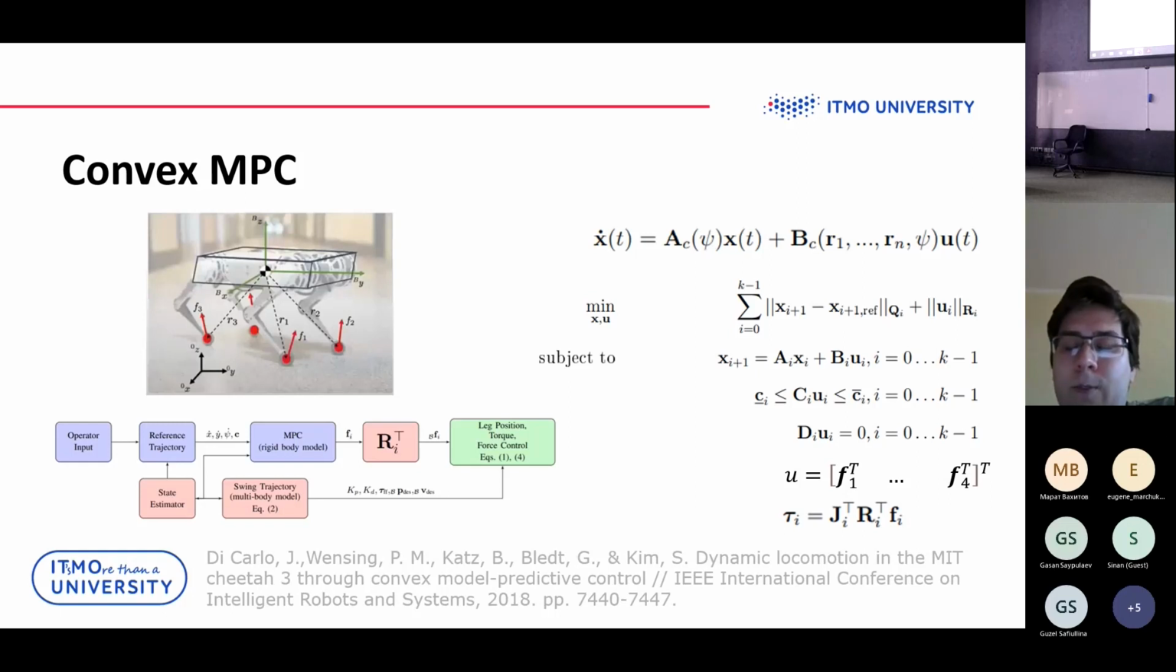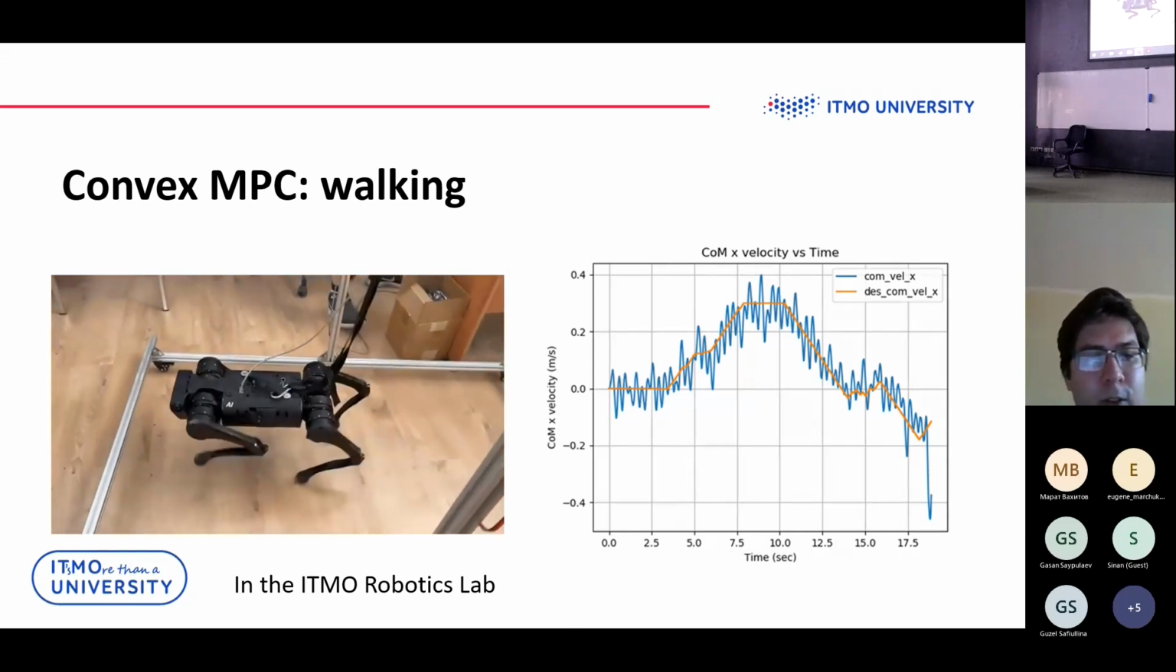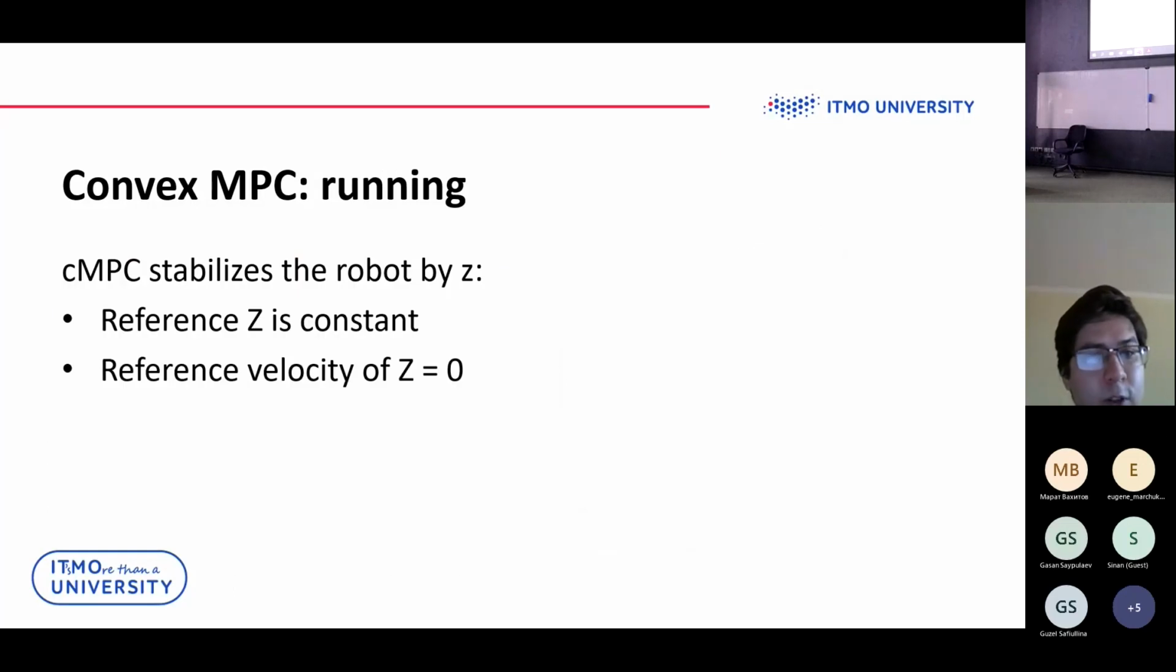Speaking about the inequality constraints, with the C matrix, these are the constraints on the ground forces with the friction parameter constant, and matrix D is represented as the gait of the robot. So it's okay, it can work, it's stable, but speaking about walking, it's okay.